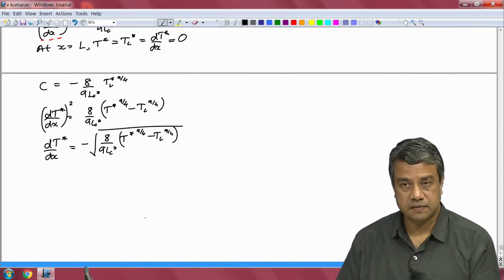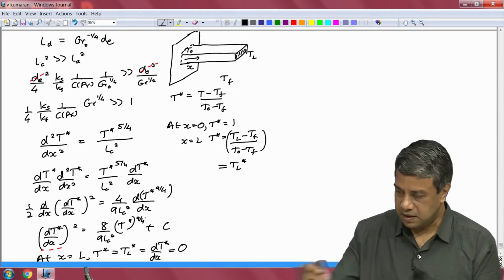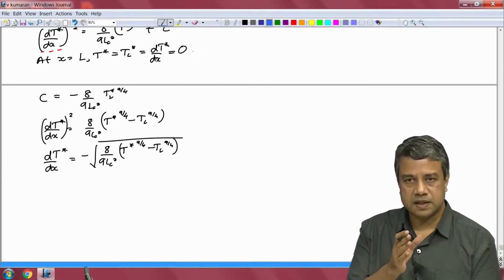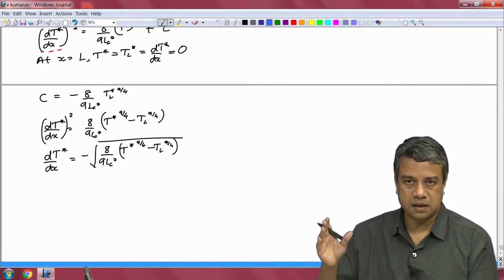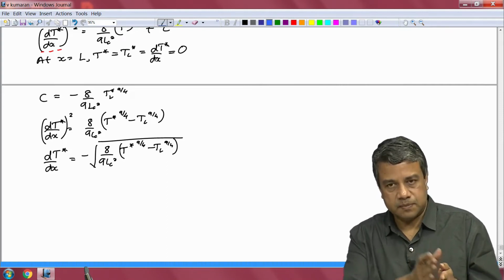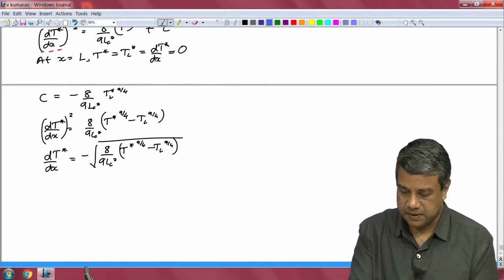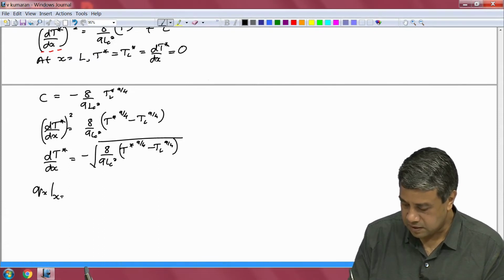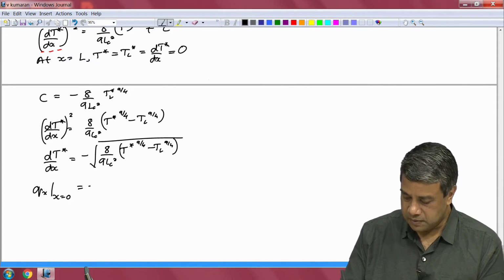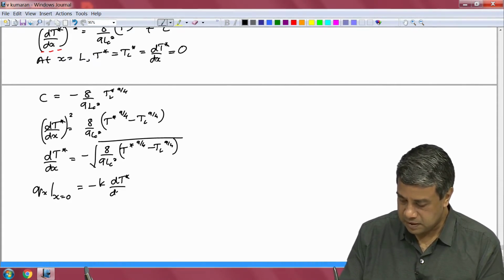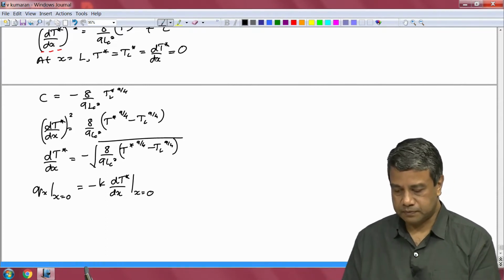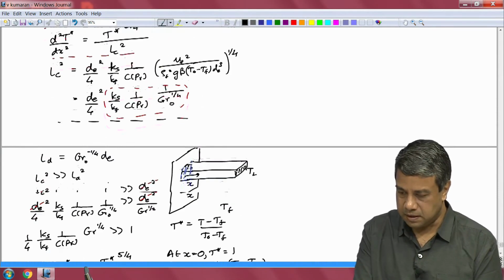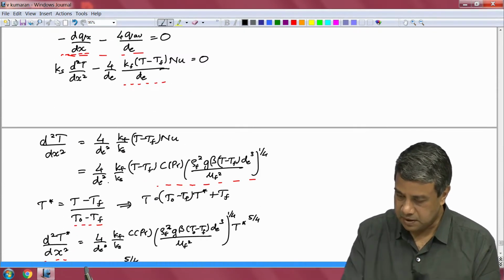The heat flux at the surface of the tube is what ultimately gets transferred out to the fluid. The flux that is coming at the pipe wall is what is ultimately getting transferred out to the fluid. So, that heat flux, that is Qx at x equal to 0, is equal to minus k times dT star by dx at x equal to 0. This is the Ks, the thermal conductivity of the fin here.